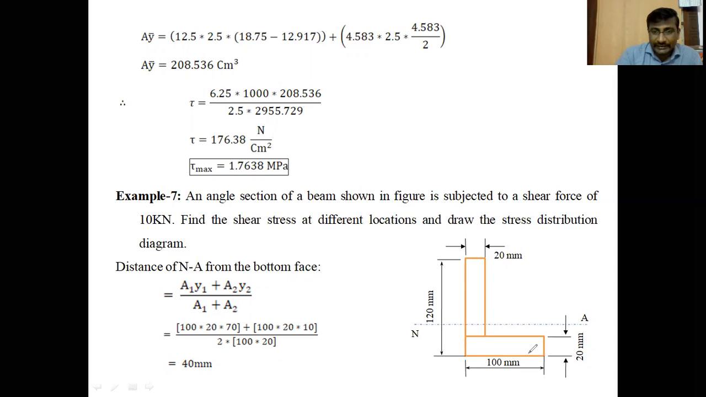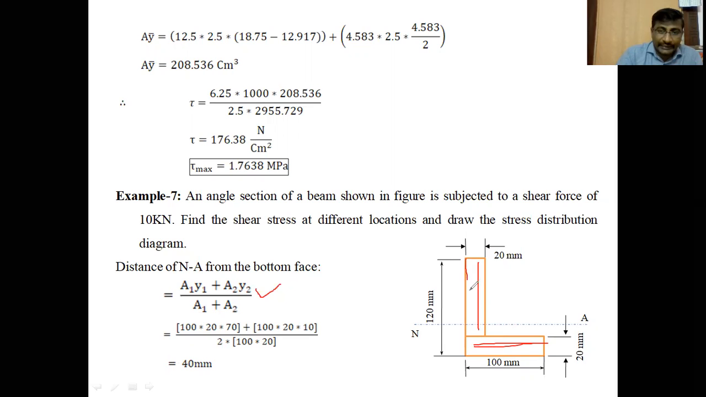First of all, for this L section, locate the center of gravity and the neutral axis position from the bottom face. So find this distance. After finding the distance, only then can we locate the neutral axis at a certain distance from the bottom face. To locate the neutral axis, you should apply the formula A1y1 plus A2y2 by A1 plus A2. Let us take this as the first area and this as the second area. The vertical member is area 1 and the horizontal member is area 2.